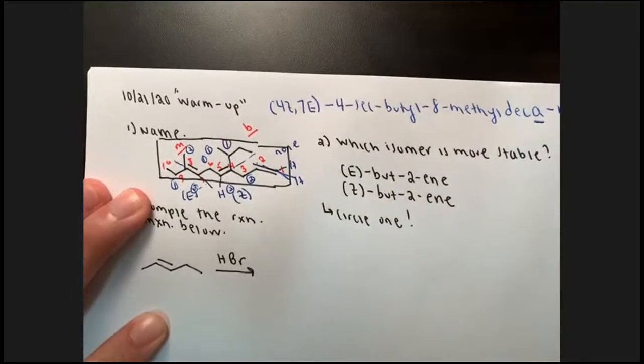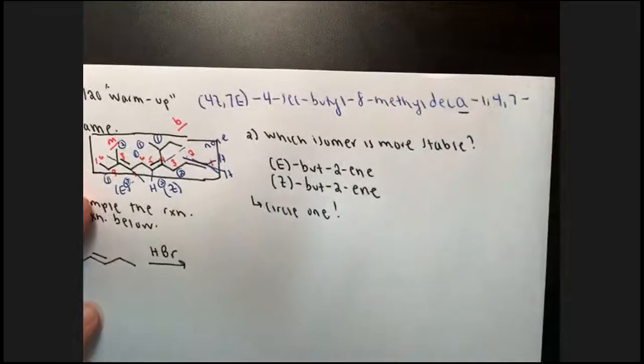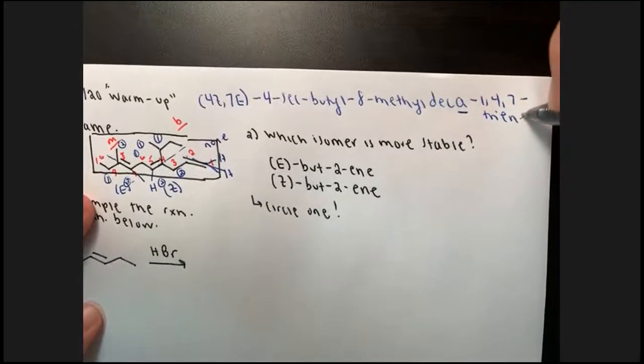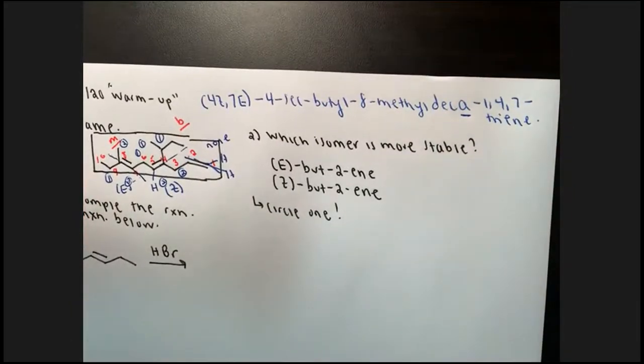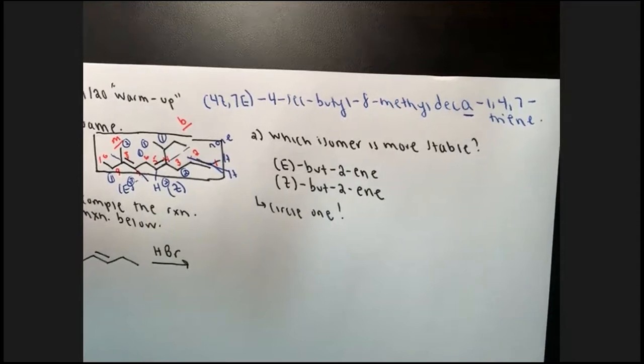1, 4, 7. So 1, 4, 7. How many of them were there? Well, triene. Okay, so that is some crazy name. That's probably the hardest one you'd get. So 4Z, 7E, 4-sec-butyl, 8-methyl, deca-1,4,7-triene. Okay, so that is really crazy. I feel like you guys should know how to do that at this point.